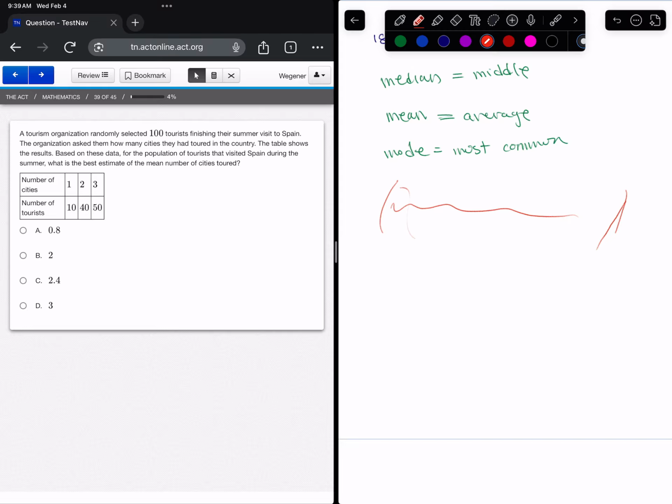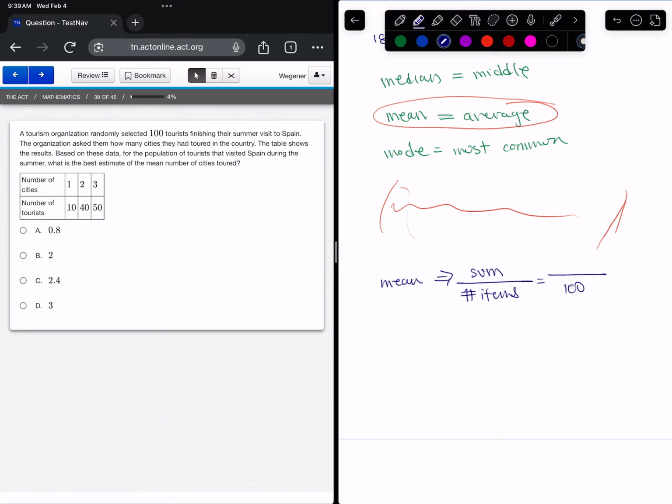Okay, so this is going to be an average type of question, okay? Not looking for the middle, they're looking for the average. So the mean, the formula is the sum over the number of items. In this case, it's going to be the 100 tourists, okay?